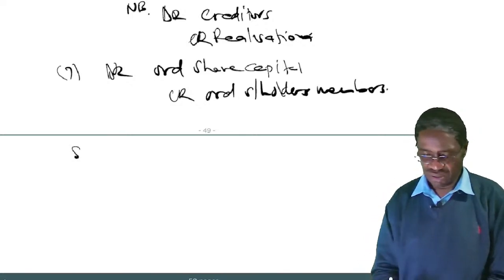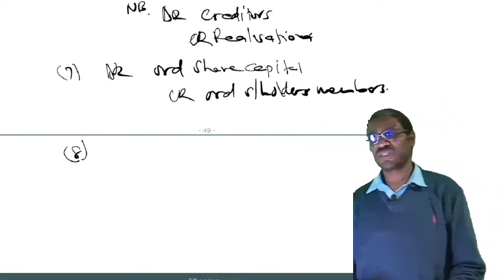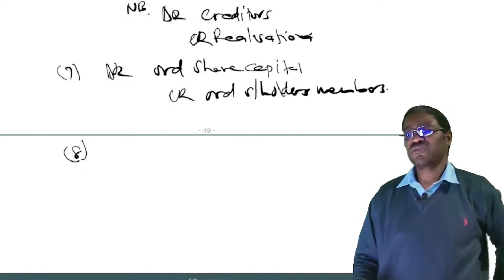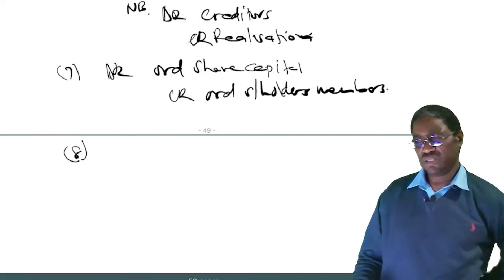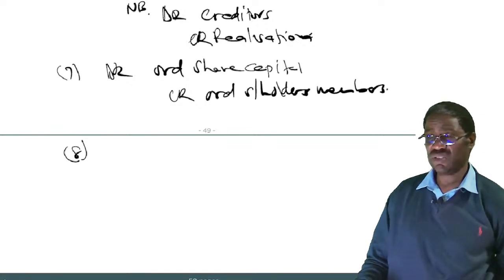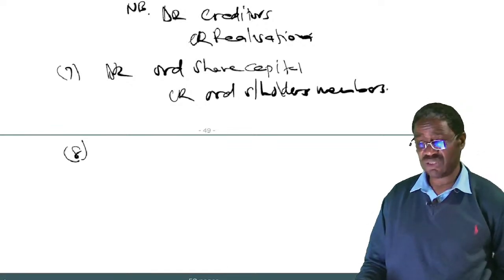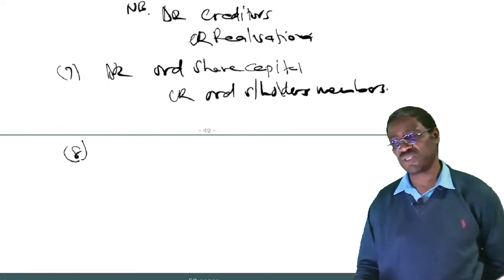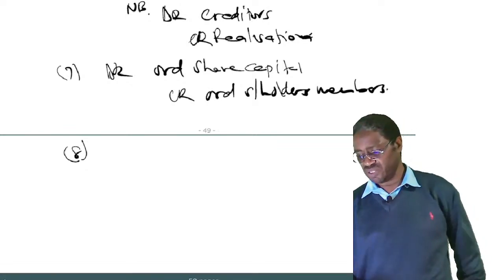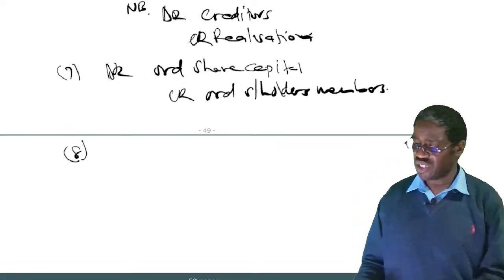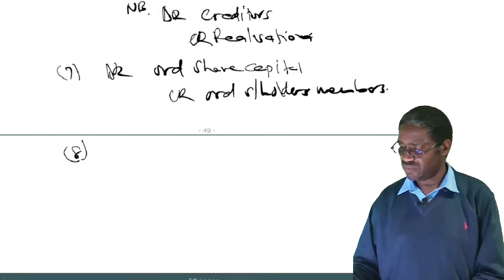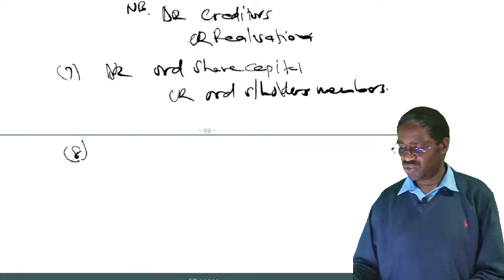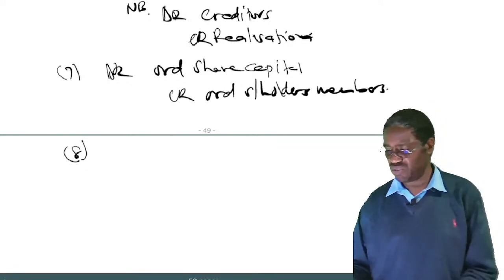Number 8. Put it down. Number 8 say this: Transfer reserves to the ordinary shareholders members account.